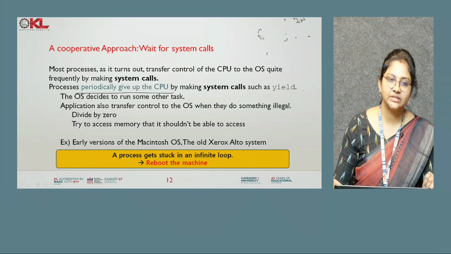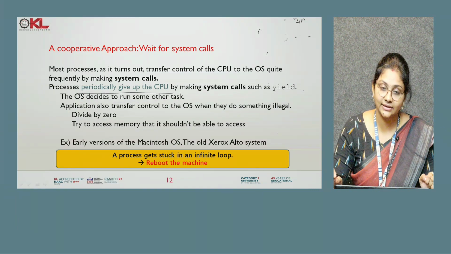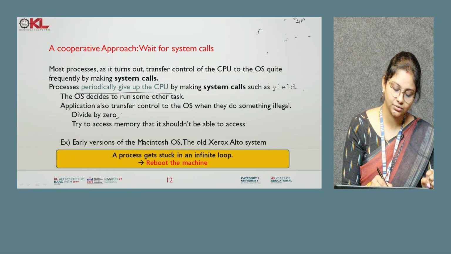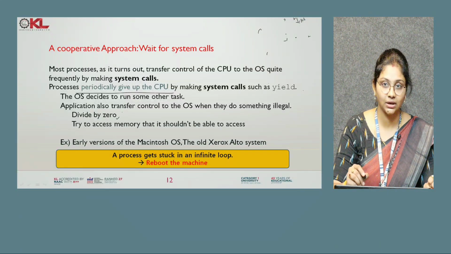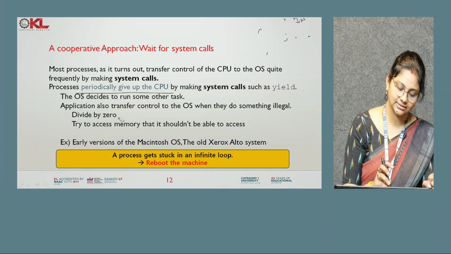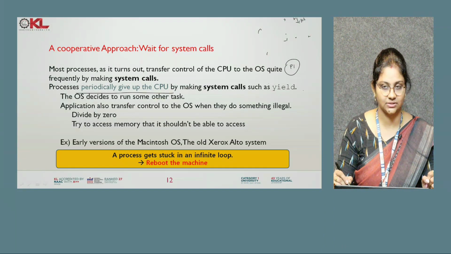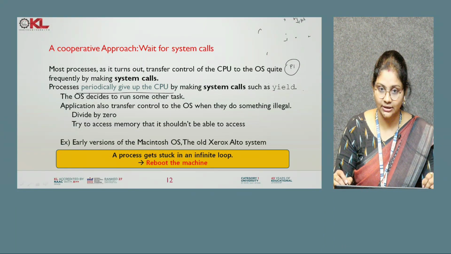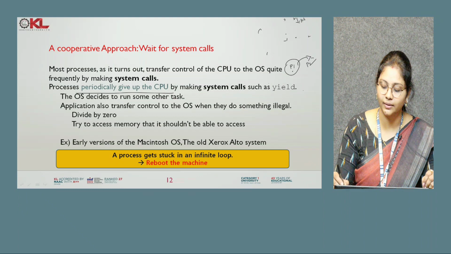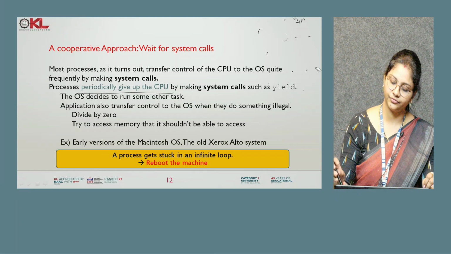if the application also transfers control to the OS when it does something illegal, such as divide by 0, or tries to access a file system which is not permitted to that particular process, or tries to access memory that it should not be able to access, right? Because while creating the process itself, we allocate some memory to that process. So during direct execution, if P1 wants to access memory which is not part of P1, then in that case also the OS may take control of it, right?